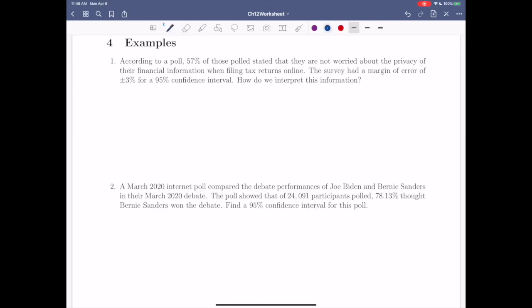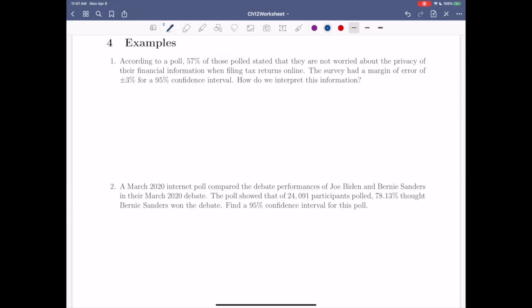So now we're ready to walk through and do some examples of inferences for population proportions. The first is really just an example so that we can get the hang of exactly what we're doing. I want to figure out exactly how all of this works. According to some poll, 57% of those polled said that they were worried about the privacy of their financial information when they file taxes online.